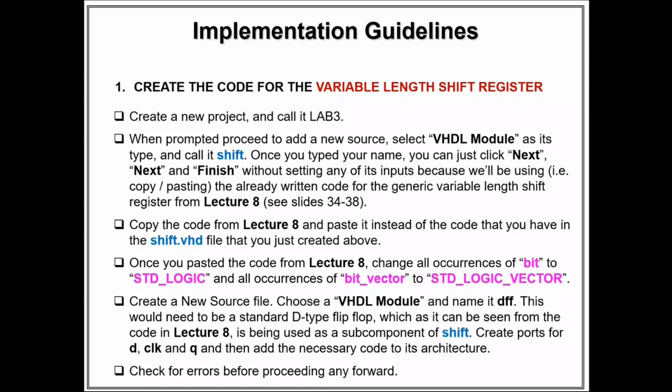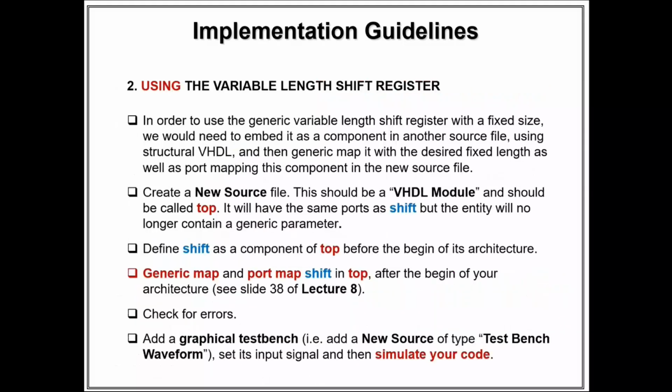And that will implement a variable length shift register. Now, that is defined as a variable length. In order to use it, we would need to actually create a new source file where we define its size. So step number 2 would be to use the variable length shift register. To do that, we need to specify what the size is. So we are going to create a new source file. This would be again a VHDL module, and you can call it top.